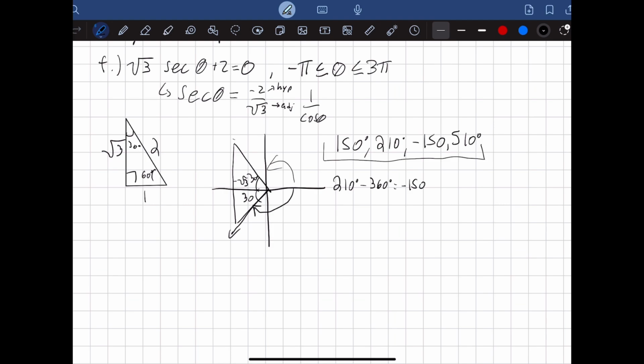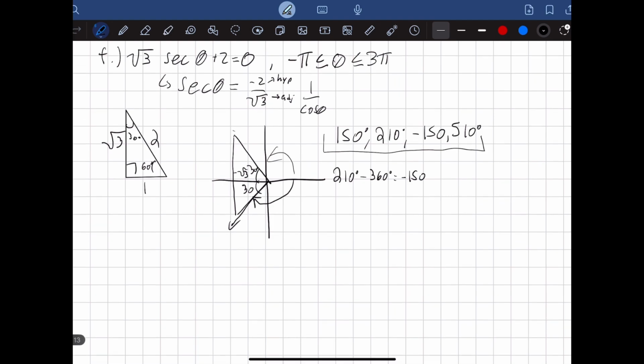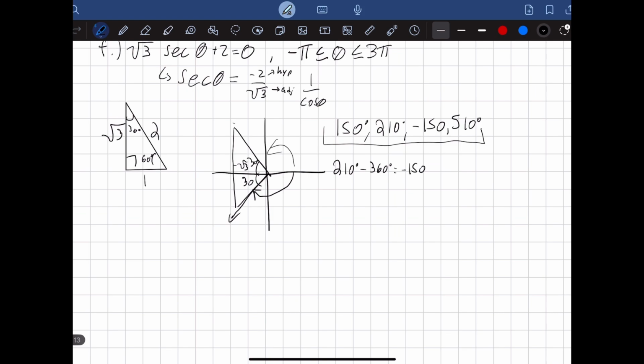However, last thing is to change it into radians because that's what the specified domain is in. So we have negative 5 pi over 6, 5 pi over 6, 7 pi over 6, and 17 pi over 6. And those are all of our answers for theta.